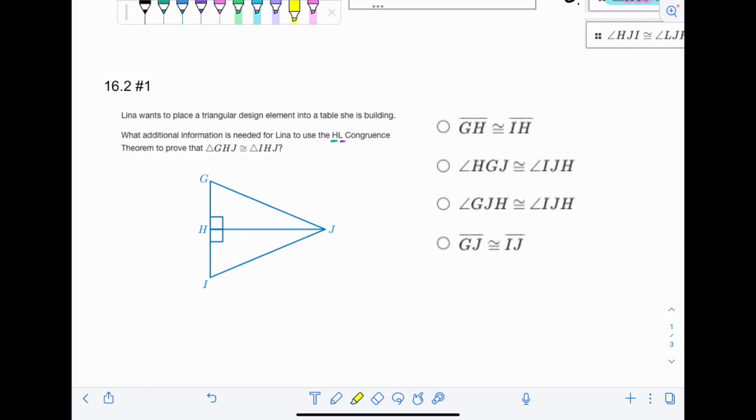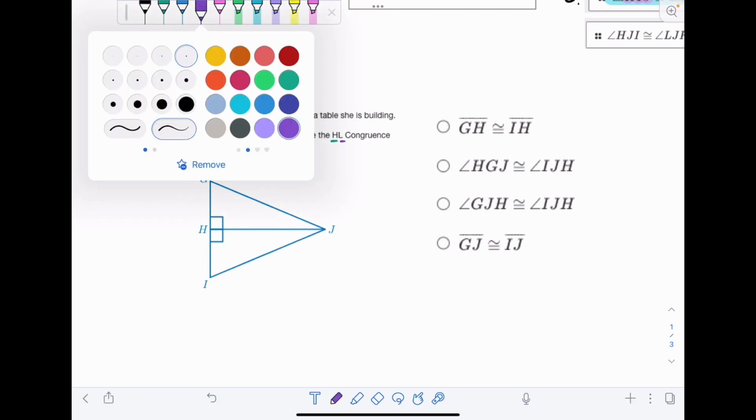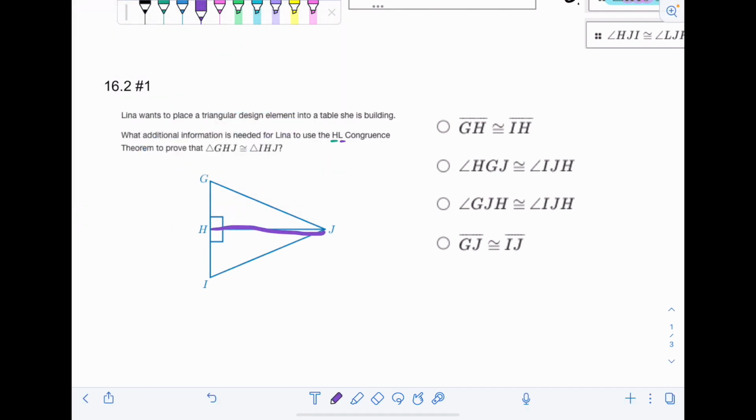So if we look, we have our right angles, like I said, that's good. And then we also have this side right here, which is a leg because it's not the hypotenuse. That's congruent because it's a shared side. So using the reflexive property, we could always say that segment HJ is congruent to itself. So now we just need the hypotenuse to be congruent.